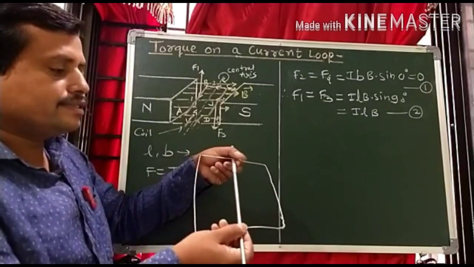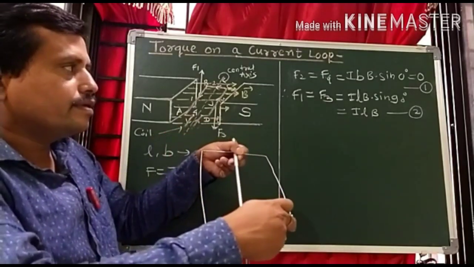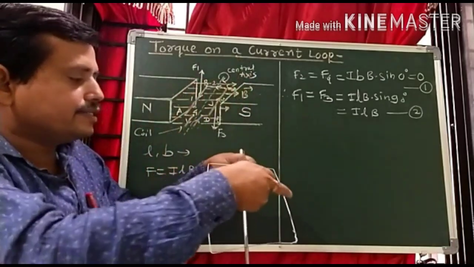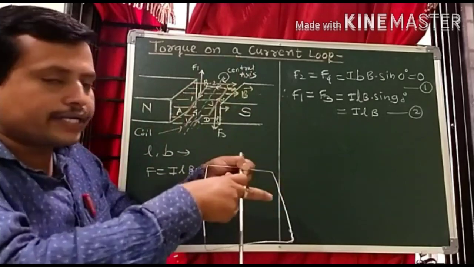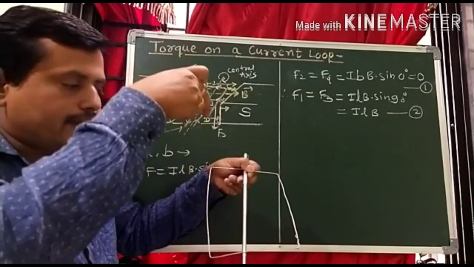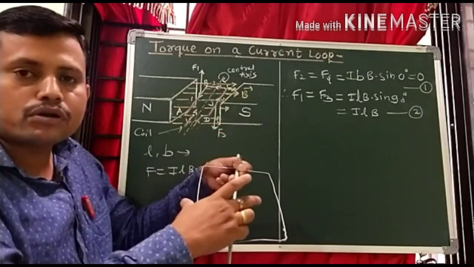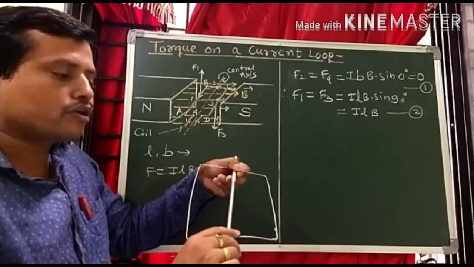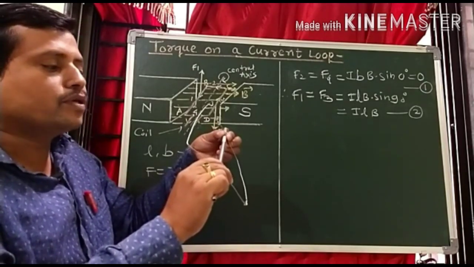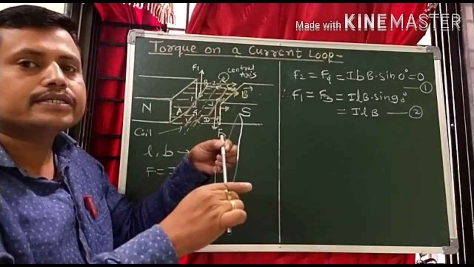This is the central axis. Now forces acting on the side BC and the side AD are zero from equation number 1, but forces acting on the sides AB and CD are ILB, equal in magnitude and opposite in direction. One is in the upward direction and another force is in the downward direction, and these two forces form the torque, and due to this torque the coil rotates about the axis of rotation, so that the plane of the coil will become perpendicular to the direction of magnetic field.